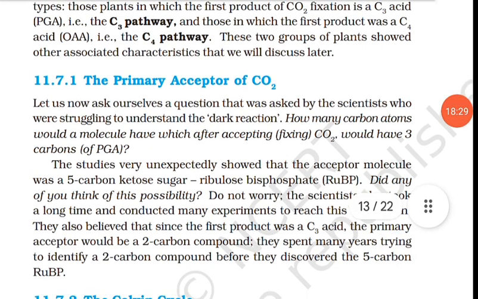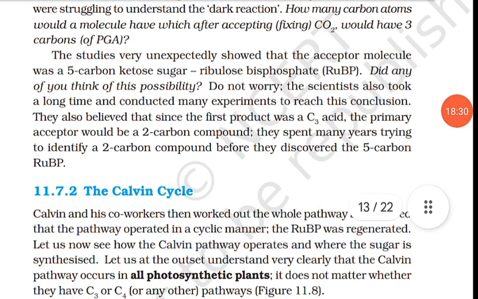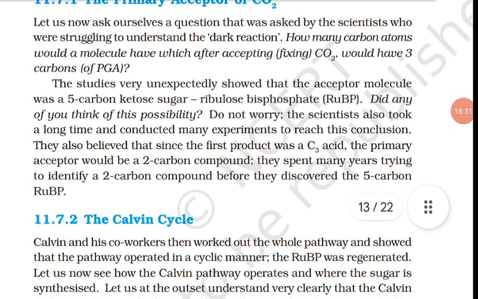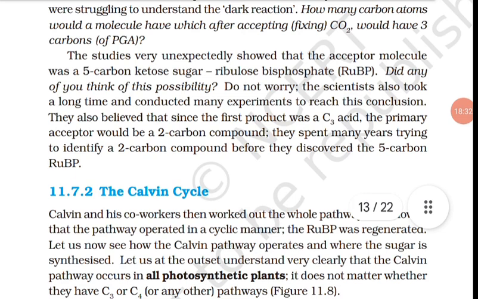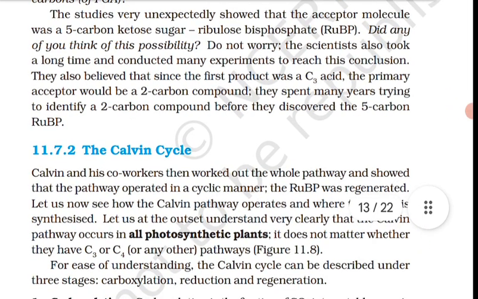Scientists also tried to know whether all plants have PGA as the first product of CO2 fixation, or whether any other product was formed in other plants. Experiments conducted over a wide range of plants led to the discovery of another group of plants where the first stable product of CO2 fixation was again an organic acid, but one which had 4 carbon atoms in it. This acid was identified to be oxaloacetic acid, or OAA.